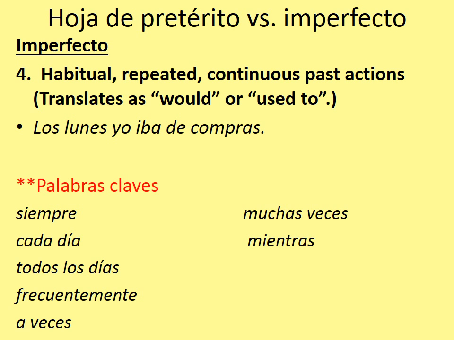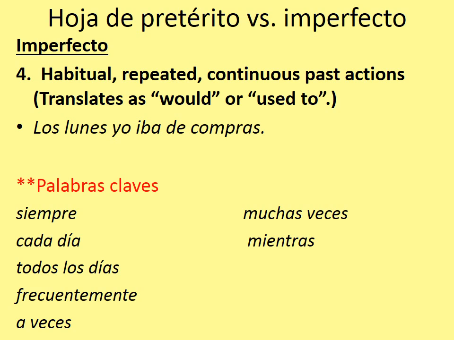The fourth one is the one that's used the most often. It's that habitual, repeated, continuous actions. Anytime you want to say, I used to do this. Notice here, instead of el lunes, which I said was preterite, it says los lunes yo iba de compras. So we know this was multiple Mondays. Every Monday I used to go shopping. So when you see the los lunes, that means it happened habitually. El lunes means last Monday I did this.